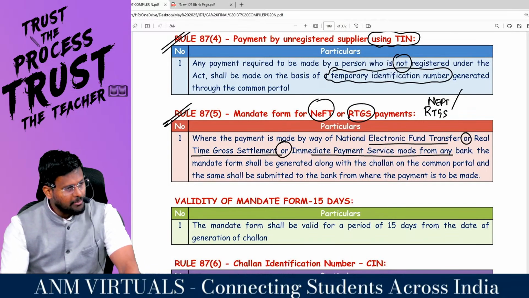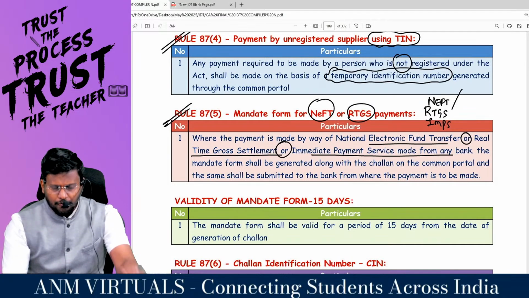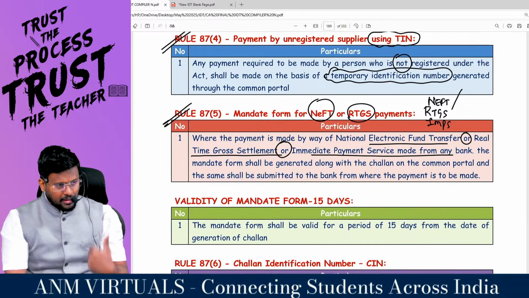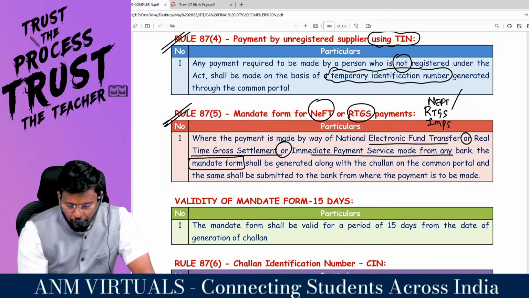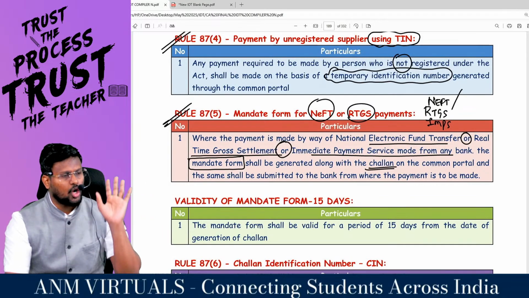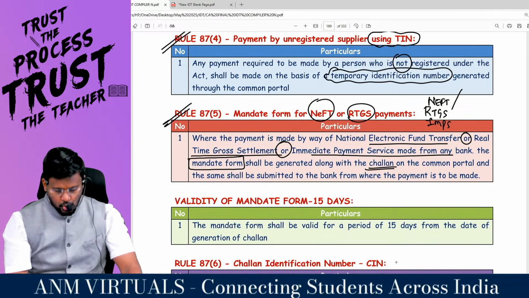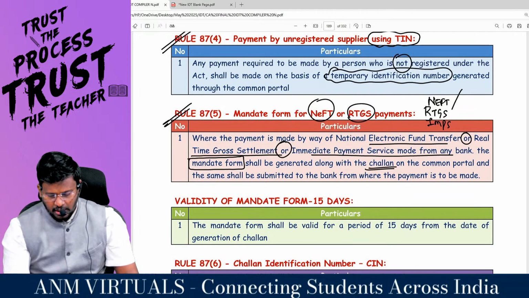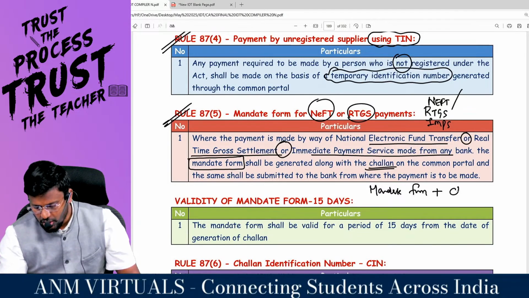What is RTGS? Real-time gross settlement. Or IMPS. What is IMPS? Immediate payment service mode. So if you are depositing the money to the electronic cash ledger through these modes, then in addition to the Challan, you should create the mandate form. So mandate form shall be generated along with the Challan on the common portal, and the same shall be submitted to the bank where the payment is to be made. So if you are making payment through NEFT, RTGS, IMPS, you have to create mandate form plus Challan.